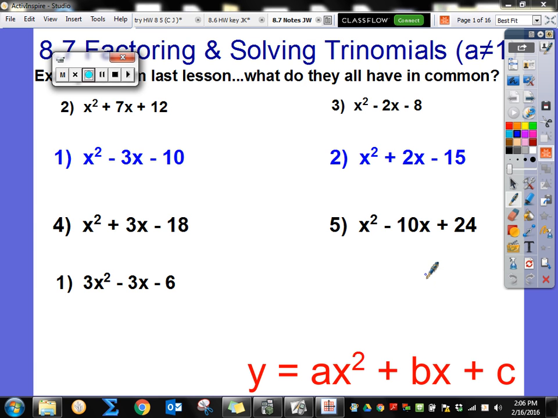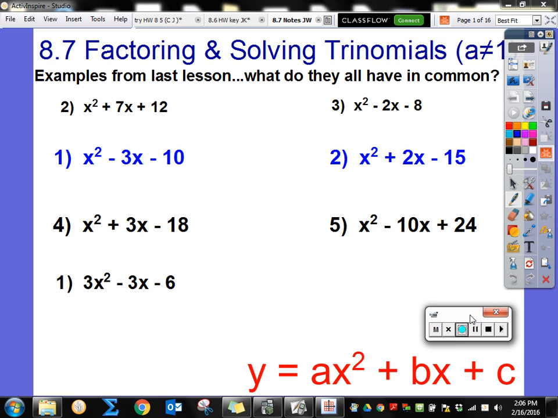Okay, so what last time allowed us to do the shortcut? What about these problems said, hey, we can factor these using our shortcut? No, it's always going to be a C. What about this number right here? What about the number in front of x squared? It had to be 1. So every single problem last class, A equals 1.